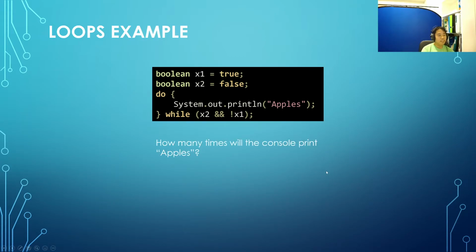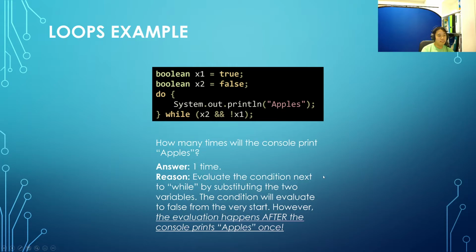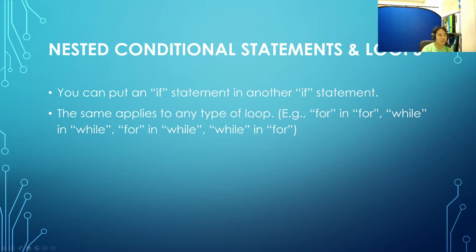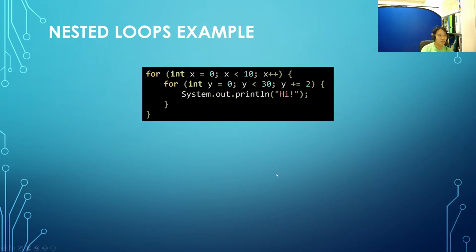Correct. It's only gonna print apples once, because this is a do while loop, not a while loop. First you do the printing, then you check the condition. Since the condition is false, we're just gonna jump out after we print apples once. That's it.